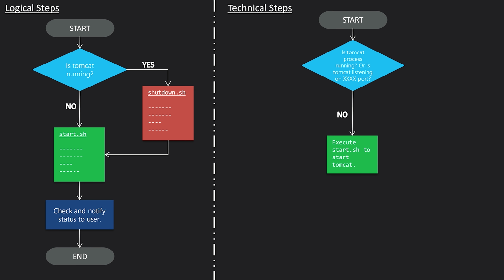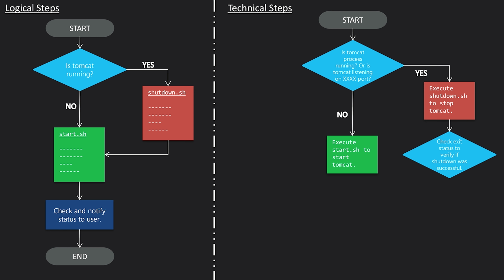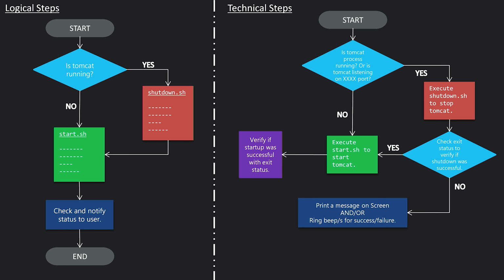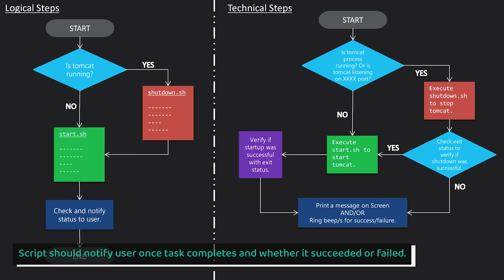If it's not, then we can directly go ahead and start Tomcat using start.sh. But if it is running, then we have to shut it down first and then start it. After shutting down, we have to check whether the shutdown was successful or not. And if it was, then we can directly start the Tomcat. In case the shutdown was not successful, we should print a message on the screen or ring a couple of beeps. After starting Tomcat, we should verify whether startup was successful or not and then print a message on the screen and notify the user whether it was a success or a failure.